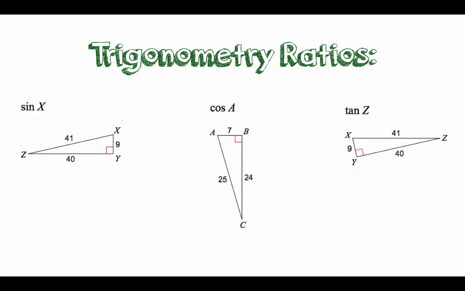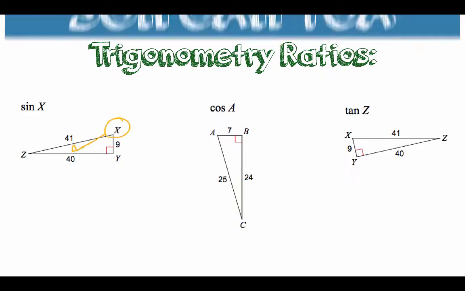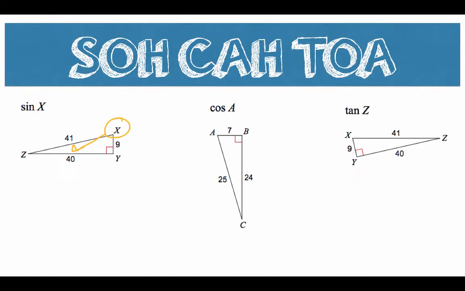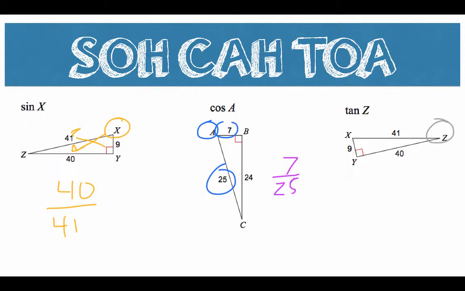So you would identify this is x, they want the opposite over the hypotenuse. So here's our hypotenuse right here, so we would go 40 over 41. Same thing with this. We'd want the adjacent to A, which is our 7, over our hypotenuse, which is our 25, so you guys would write 7 over 25. Last but not least, we have our tangent of z here. Here's our z. So the opposite, 9 over 40. And we are done. You guys were really good at that, minus the simplifying of the fractions.